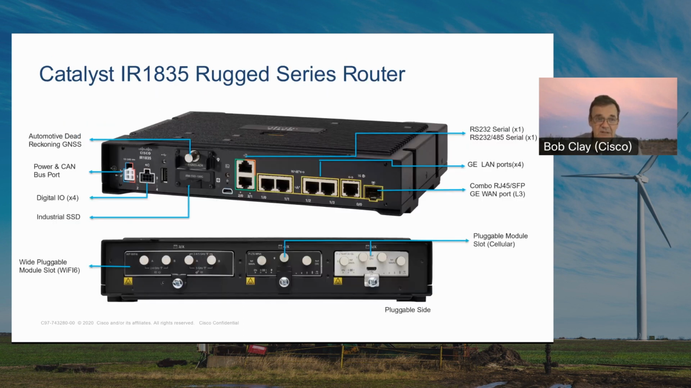The other router I want to talk about is our IR1800 series router. This specific model is the 1835. It has an ingress protection rating of 54 when deployed with the IR1800 enclosure. What 54 gives you is protection from dust and water. The extended temperature range for this router, as well as the previous one, is from -40 to 167 degrees Fahrenheit.